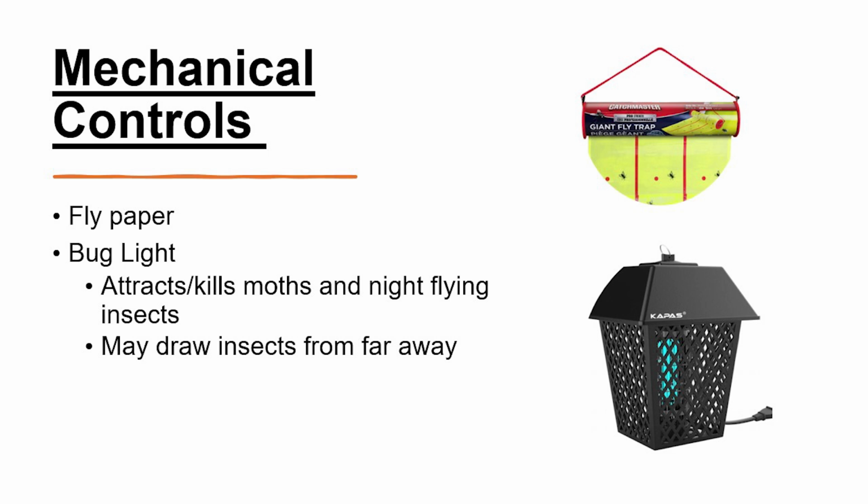Okay, so looking at some of the ways that we can control these pests. One of the most common ways is mechanical control. If you have flying insects, things like moths and butterflies flying around, you can put up things like sticky paper and bug lights. The only problem with these is that they may actually draw other insects to your farm, so be careful with using the lights. But if you're having a problem with flying insects, these are usually good solutions.